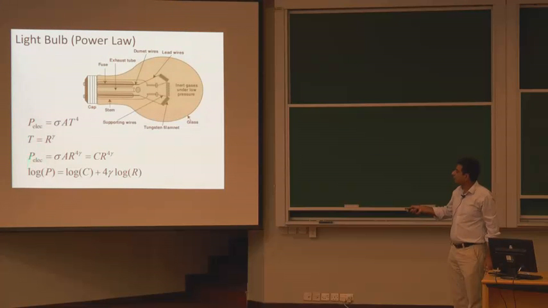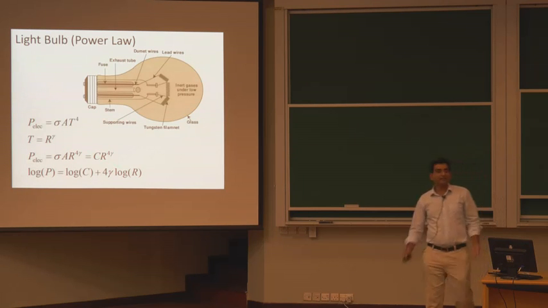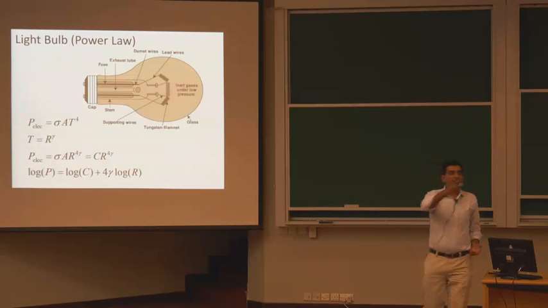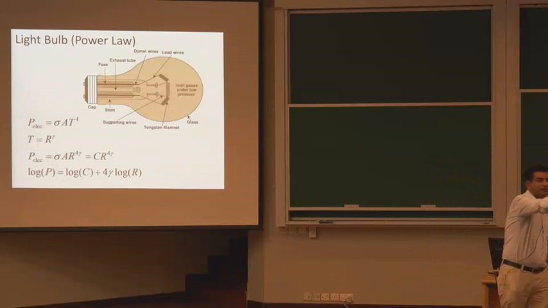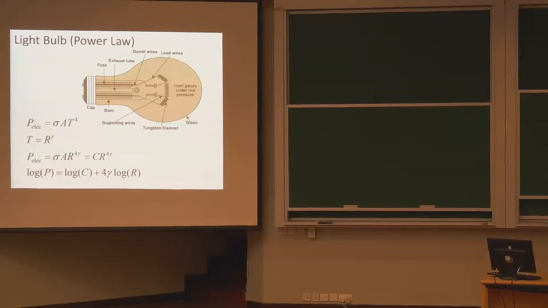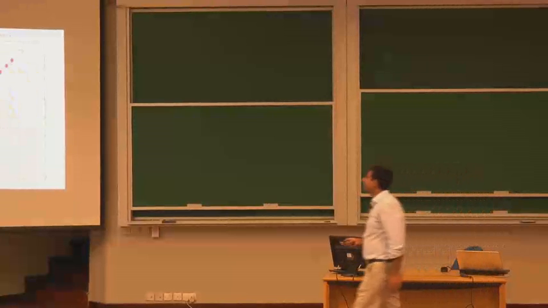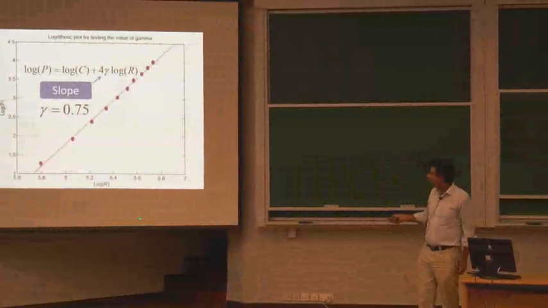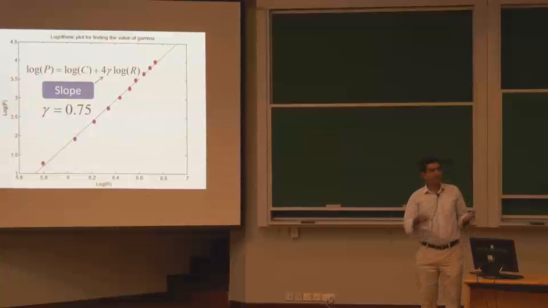So I take the log of P, I take the log of the right hand side, I get log of C plus 4 gamma log of R. Now if I would like to linearize this data, I would need to make a plot between two variables. What are the two variables? Will you please tell me, any one of you? Log R versus log P. So what I could do is put log P on one axis and log R on the other axis, and I will get a straight line.